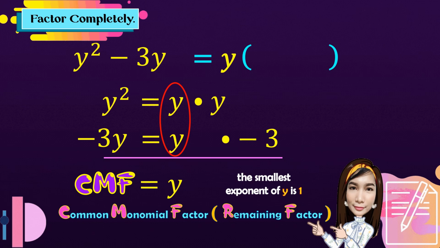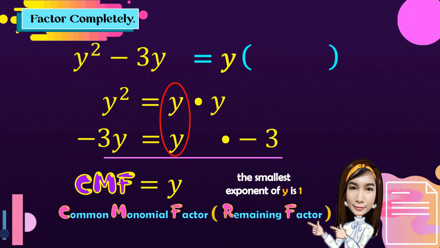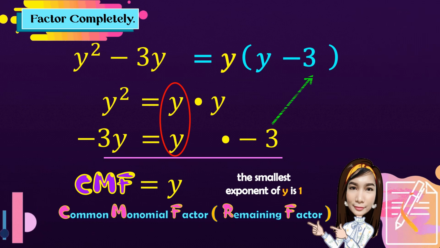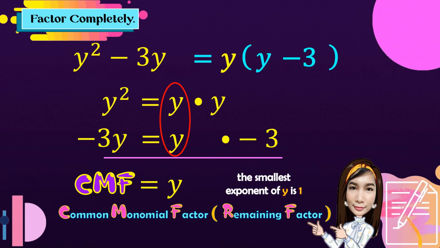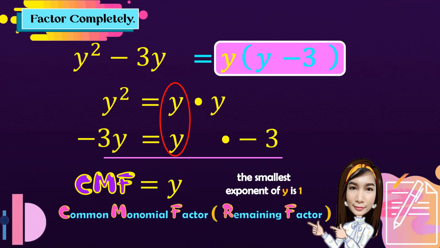And to get the remaining factor, we need to divide each term by y. So we have the first term, y squared divided by y. We have the remaining y. And for the second term, negative 3y divided by y, we have the remaining negative 3. Now the factored form is y times the quantity of y minus 3. So those are written as a product consisting only of prime factors.